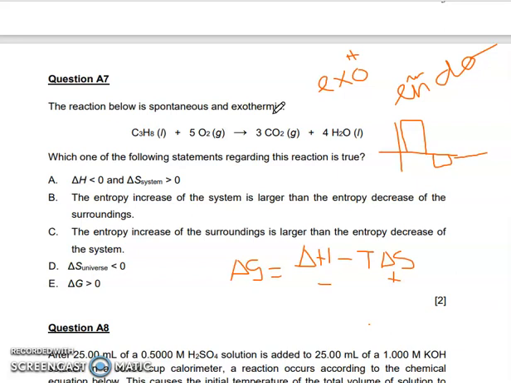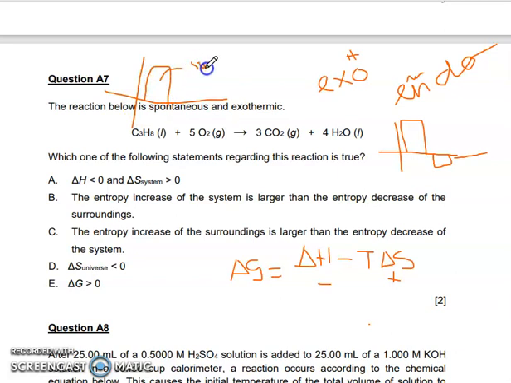So what happens when a reaction is exothermic? That means that the surroundings are going to gain heat energy, so the surroundings' entropy is going to go up. Okay, so we know that the entropy of the universe is equal to the entropy of the surroundings plus the entropy of the system. Since this is an exothermic reaction, the surroundings' entropy is going to go up.